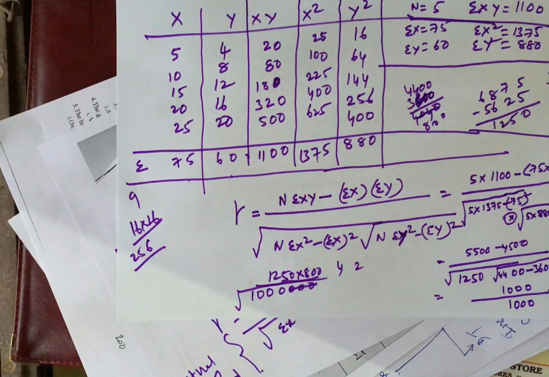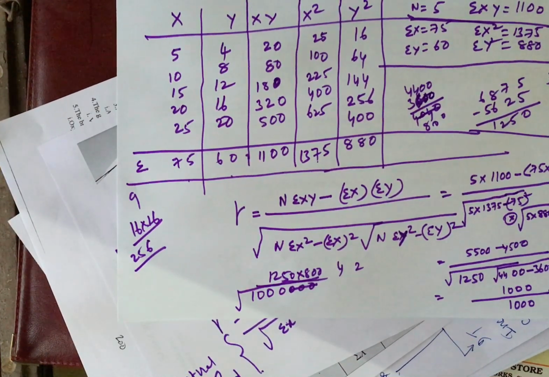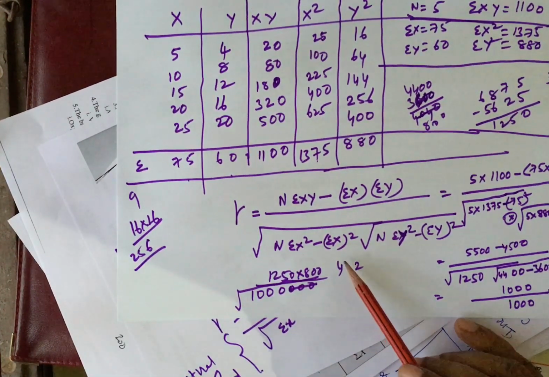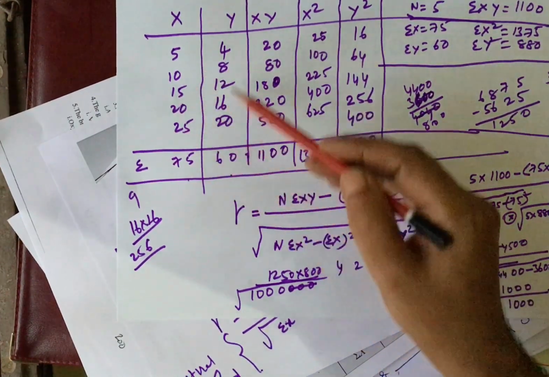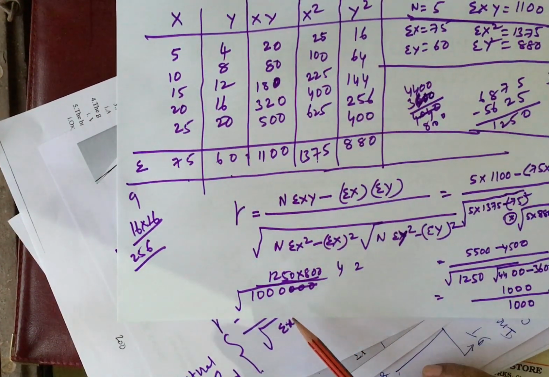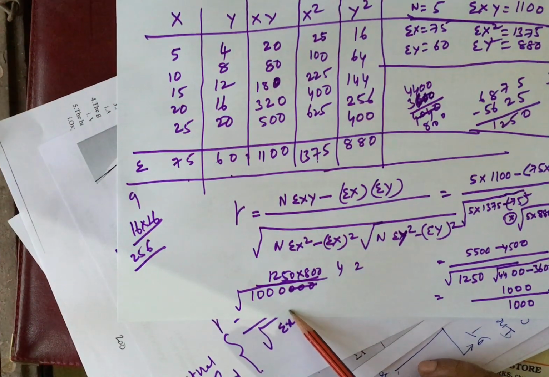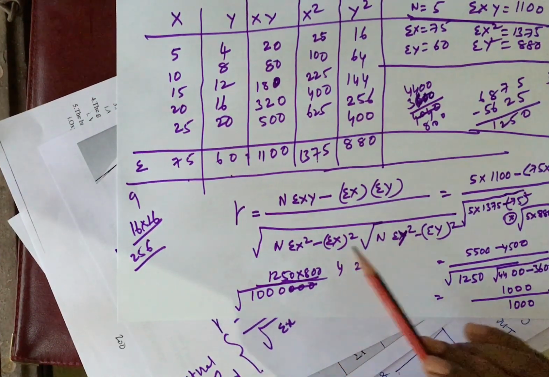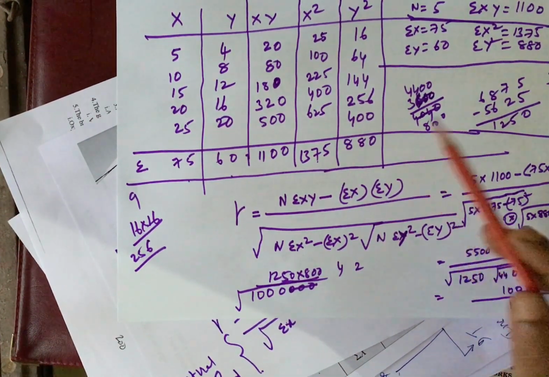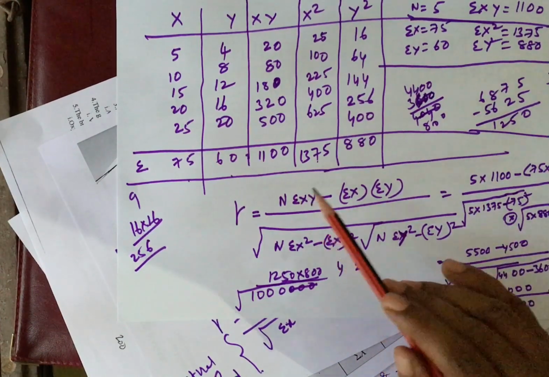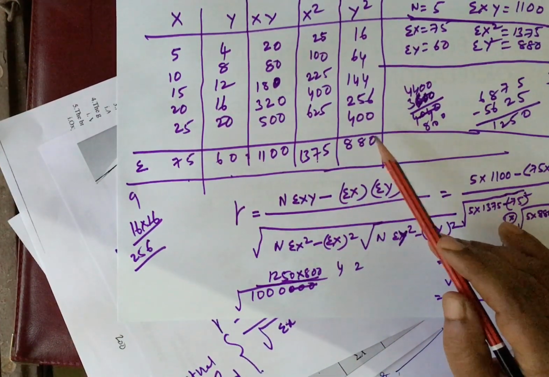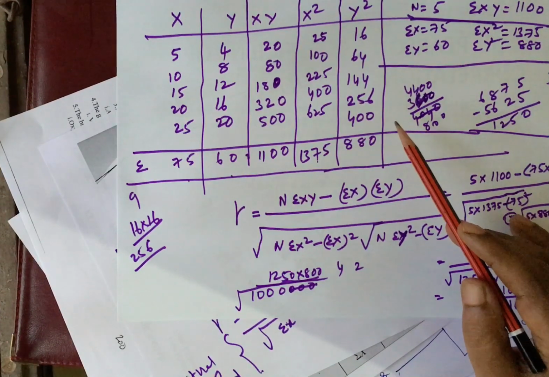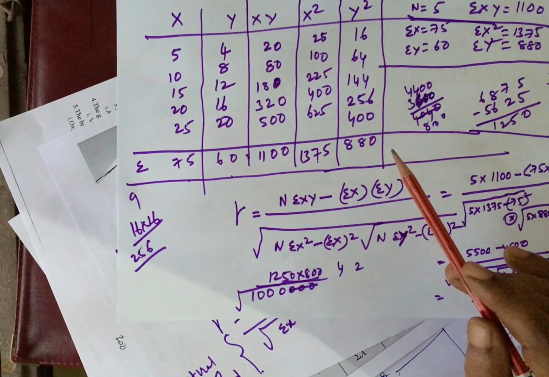So this is a direct method. This method is easy when the data given is small and easy. If it is a bigger one, you see, the calculation is a little bit difficult. At that time it is better to always go for the indirect method or shortcut method or step deviation method, that is easy.